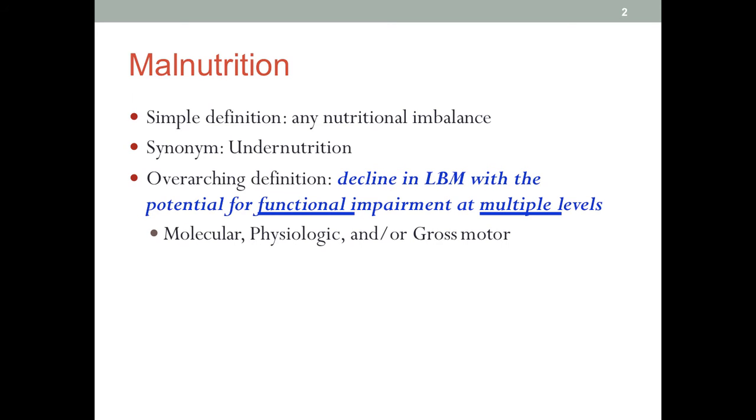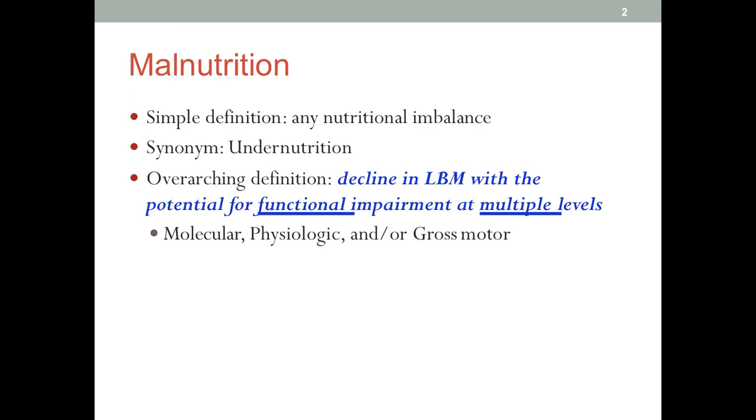So the simple definition of malnutrition is any nutritional imbalance. This could be too much nutrition, such as overnutrition that we see in obesity, or also too little nutrition, undernutrition, and the related diseases. However, there's been an agreed upon consensus that when we say malnutrition, what we really mean is undernutrition. So that would be the too little, inadequate nutrition.